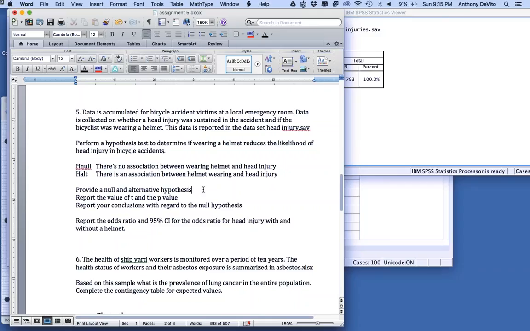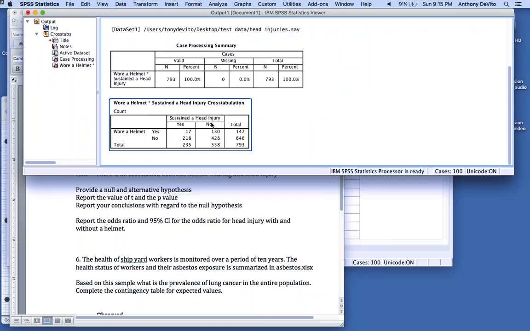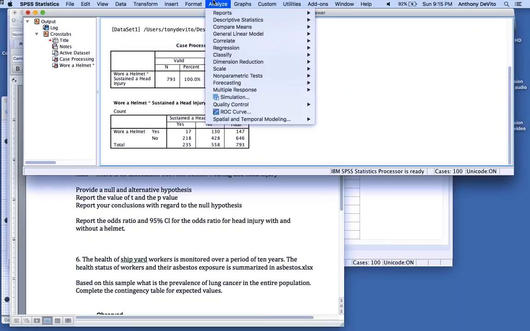We provided our null, and an alternative hypothesis. Let's go back and take a look at our data. So this is the data that we observed. Now, if I wanted to know, does this represent what I would expect to see if there's no association between helmet wearing and head injuries? Well, we can actually have SPSS do this. In this problem, we're going to have SPSS do this, and in the next problem, we're actually going to calculate it ourselves.